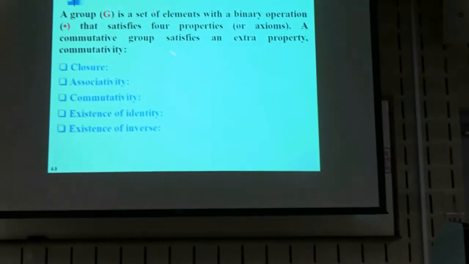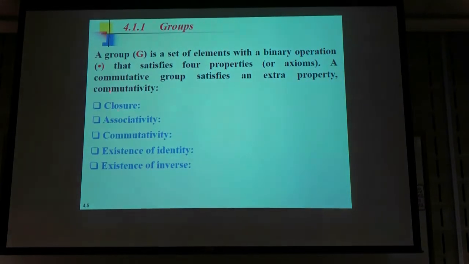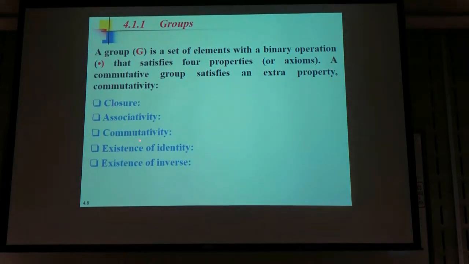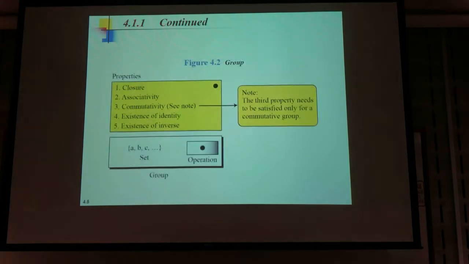So the properties that we have to have are closure, we'll explain it in a second, associativity, and commutativity, and existence of identity, and existence of inverse. How many? Five conditions, right?